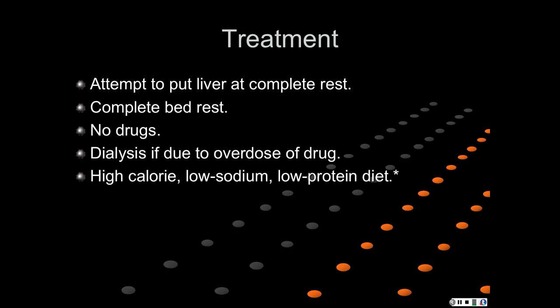Low protein, because again, just like we were talking about in the renal conditions, the end product of protein digestion is going to be urea, ammonia. So these need to be eliminated from the diet.